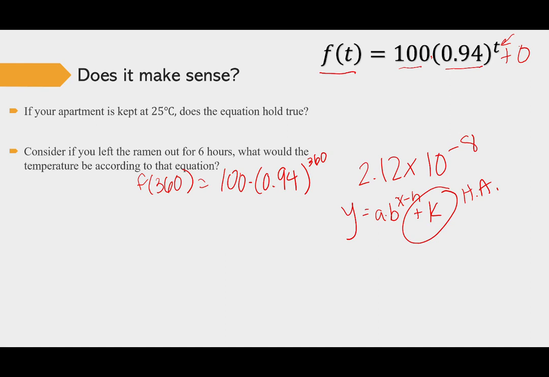If your apartment is at 25, that's not going to work. Doesn't make sense. So what I want you to think about is how you can make an equation that considers that limit of the apartment temperature, 25. Pause the video and see what ideas you come up with.